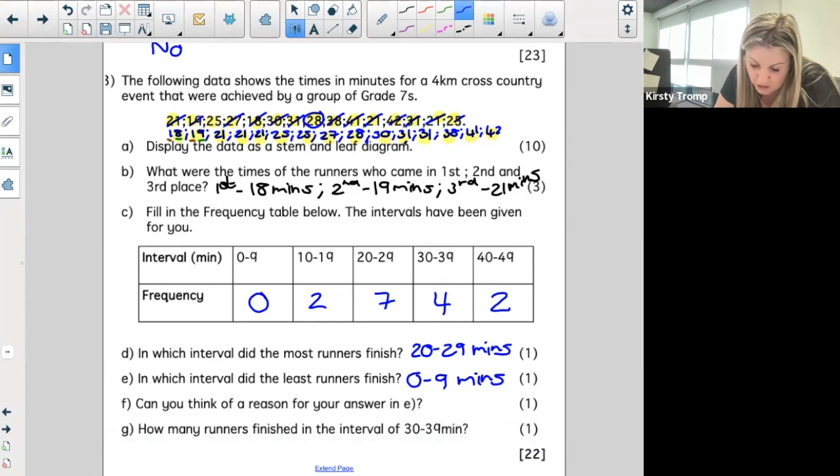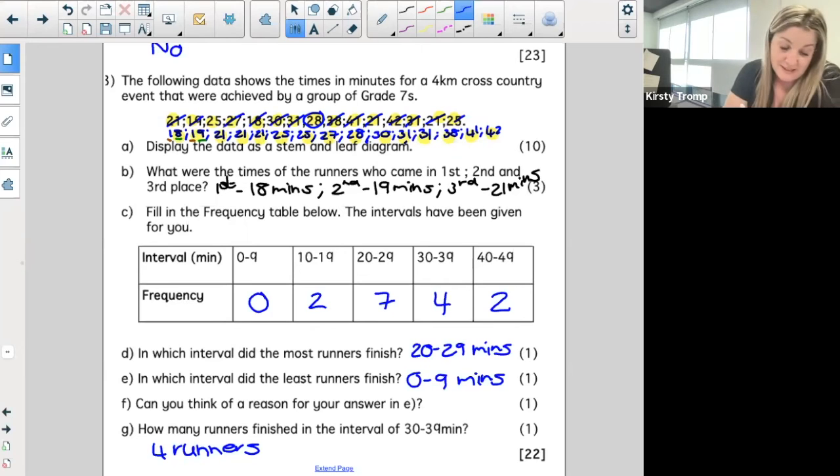How many runners finished in the interval of 30 to 39 minutes? We had 4 runners. Okay. I'm seeing Usain Bolt could do it. That's true. If they finished that time, they were probably flying. Absolutely. All right, guys. The Flash, I like it, Mark. Mark's coming up with all sorts of people who could run that fast.